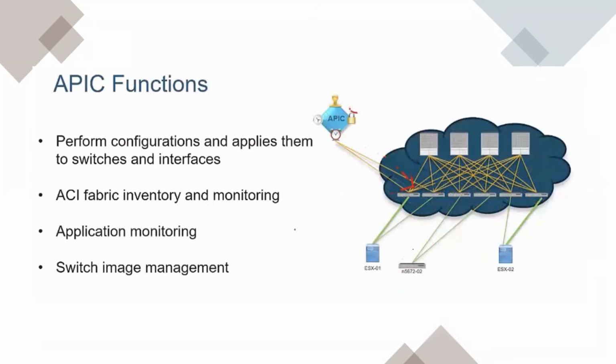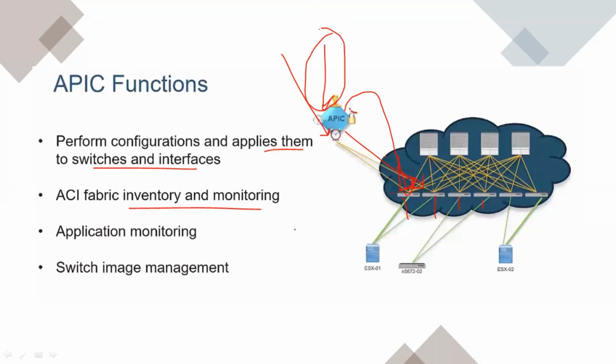Now, what are the APIC functions? Perform configuration and apply it to the switches and interfaces. So the APIC pushes the configuration to the leaf and applies it to the switch interface, right? Fabric inventory and monitoring, right? Same thing: you want to know the fan speed of all the switches. Either you can go to each switch via out-of-band, or you can just log into the APIC and get that information. Obviously, a single point where you log into the APIC and get that information is always preferred, right? The APIC also does application monitoring.